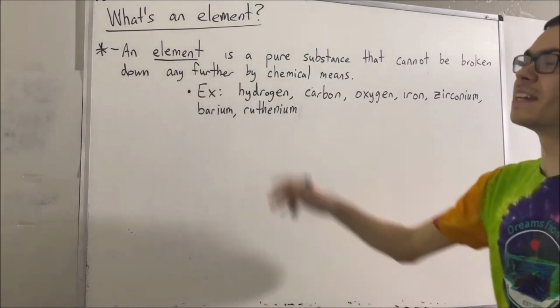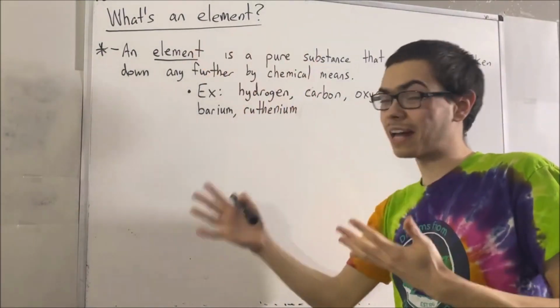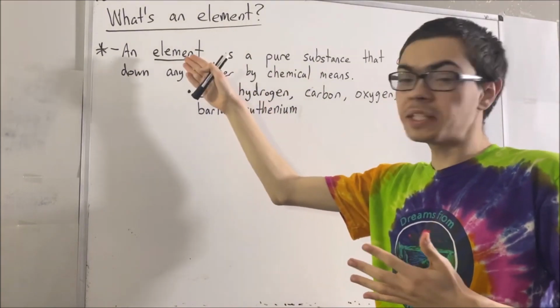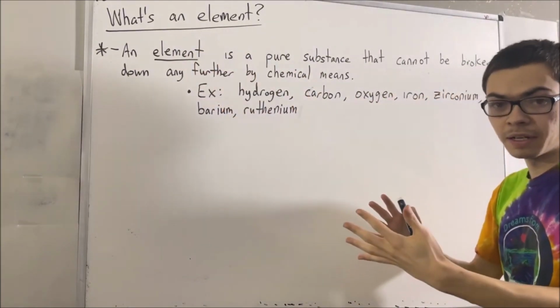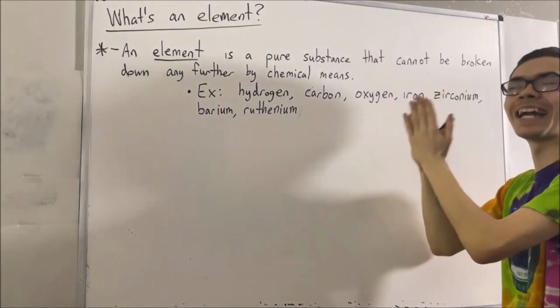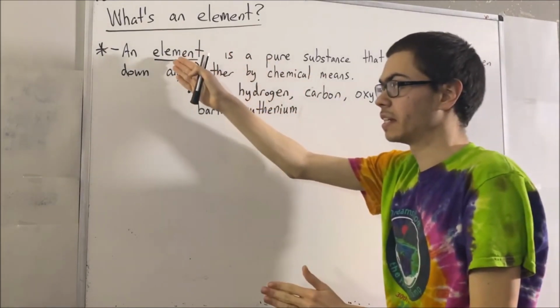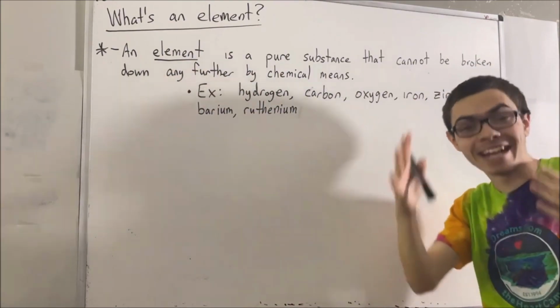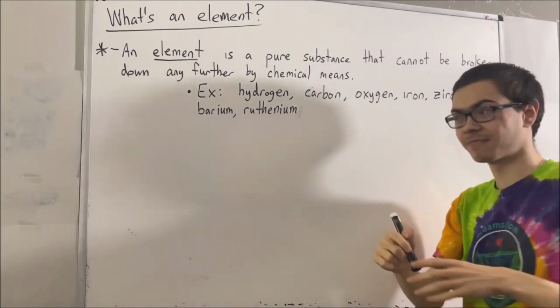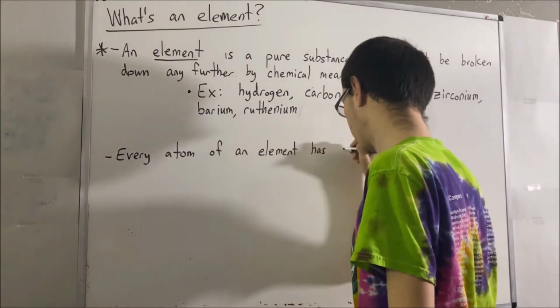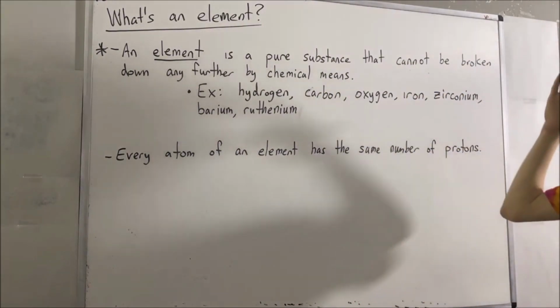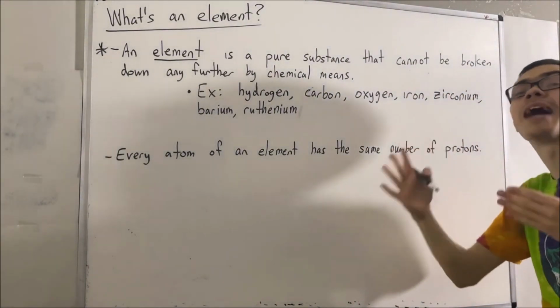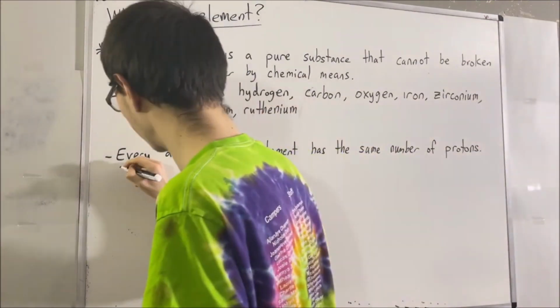Now, of course, an element is an instance of matter, so an element is composed of atoms. But another key idea about elements is that every atom of an element has the same number of protons. And this number is called the atomic number of the element.